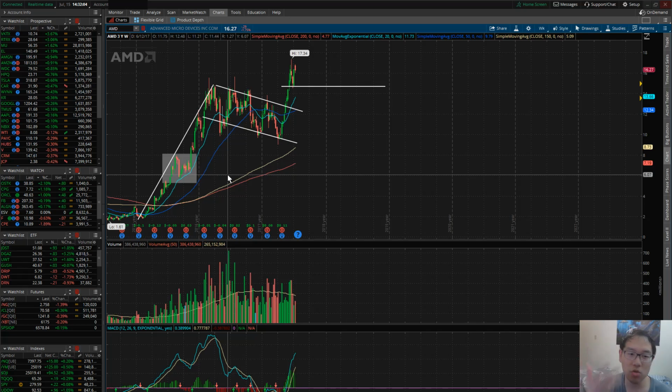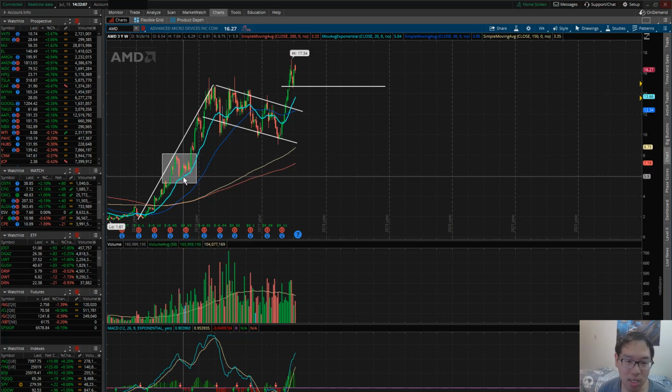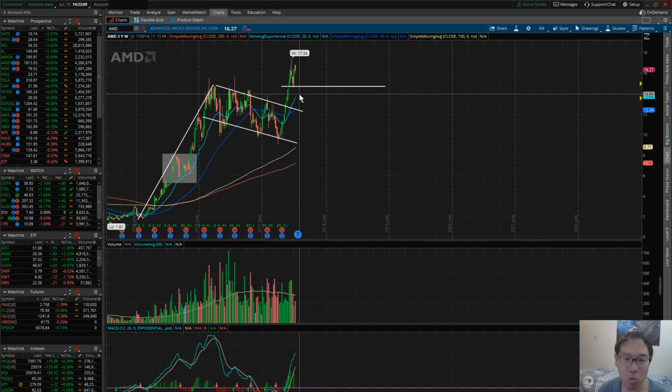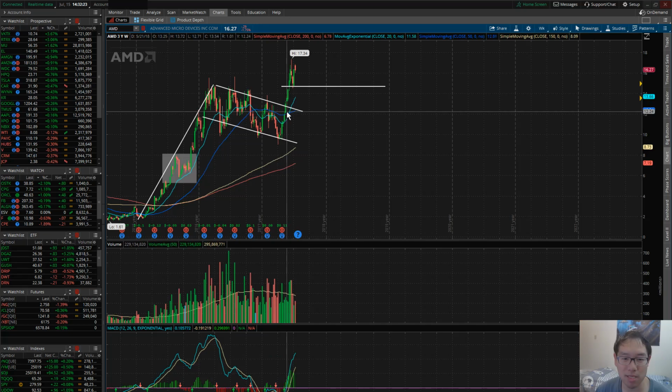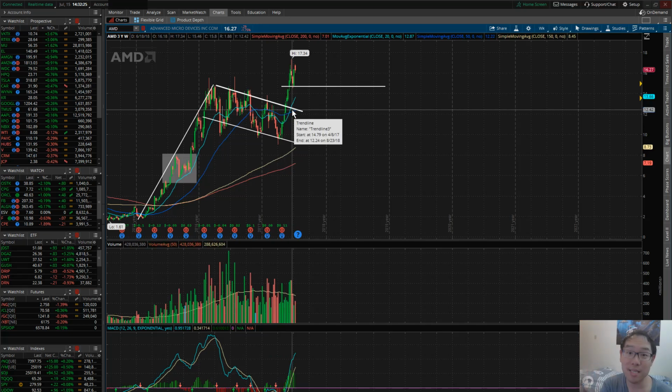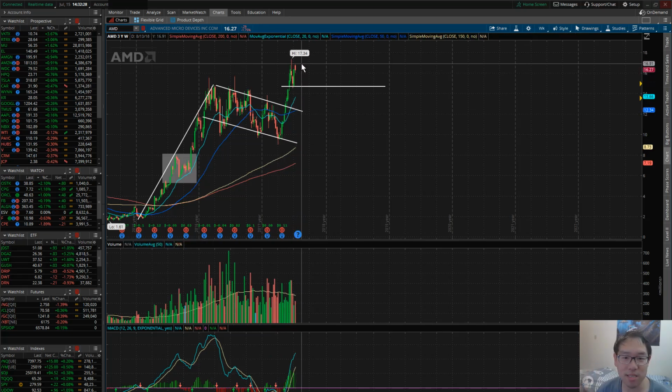comfortable entry point into AMD would be at the 20 EMA or the light blue line. Where's the 20 EMA line? It's still down here between $13 to $14. Now, is it probable that we will get to $13 to $14 for AMD? Probably not. It might not get there, but regardless, patience is key, especially when we're so overextended. I'm perfectly fine, like I said, entering from 15 to 16.